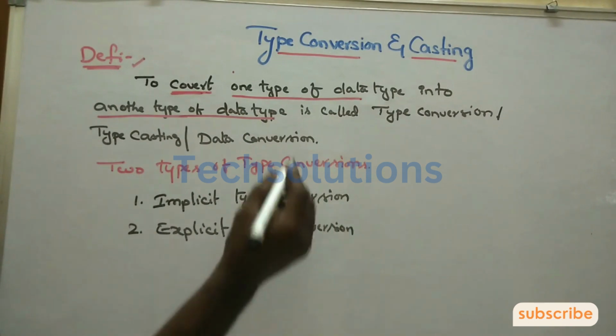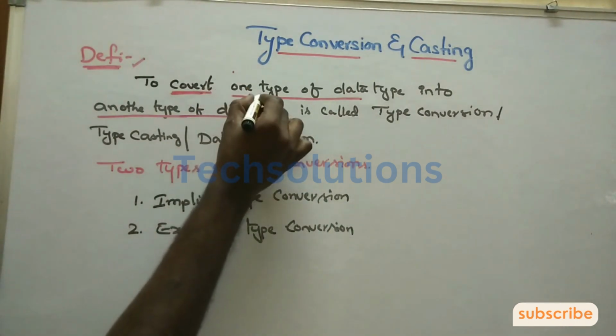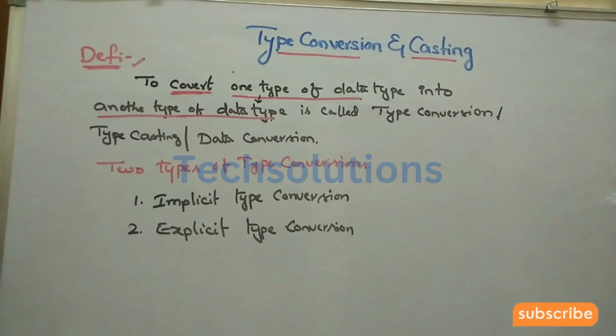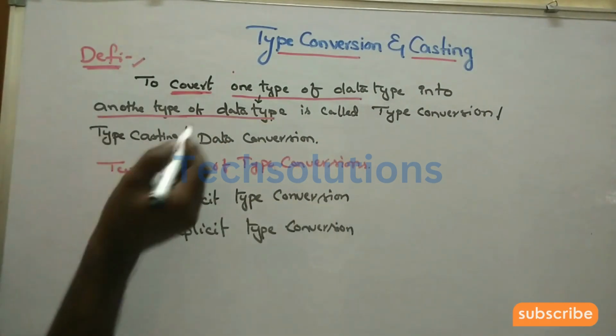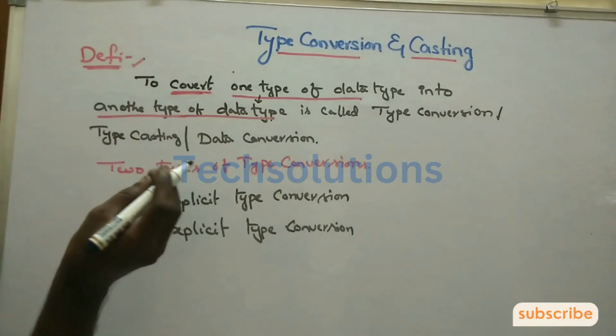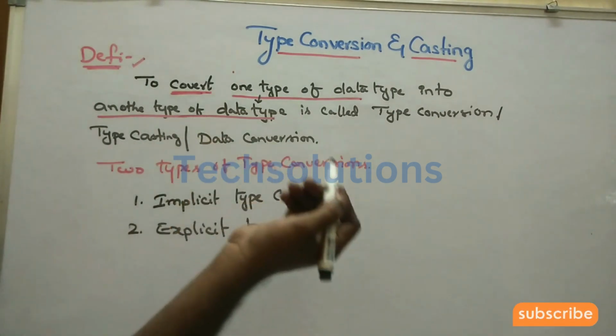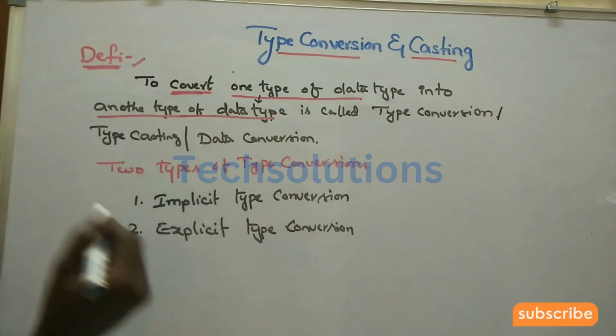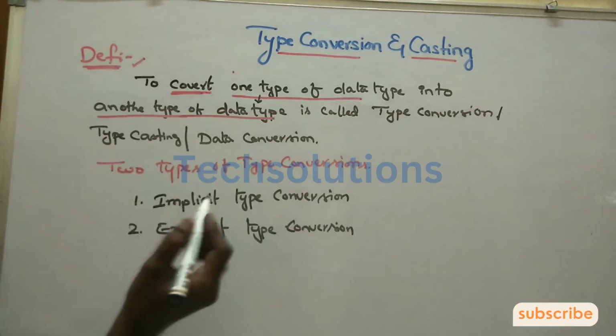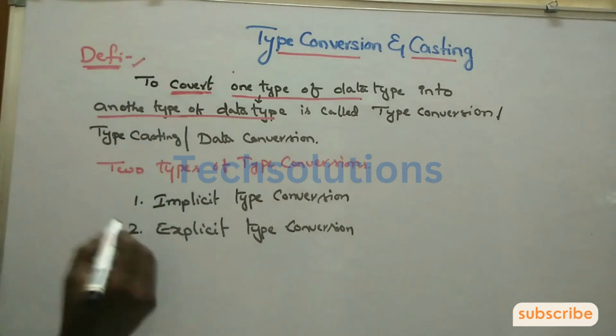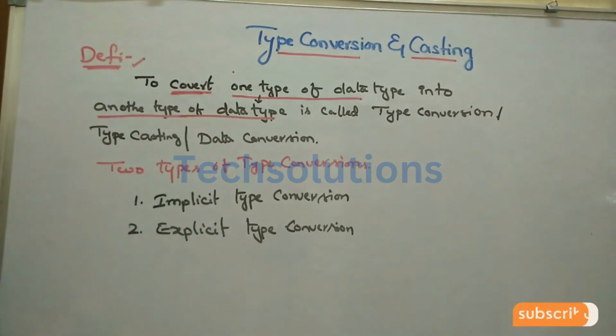You know what is meant by type conversion? We can convert one data type into another data type, which is called type conversion. Now, how can we convert one type into another type? Suppose we convert integer into float, or float into integer, or character into float. That is called type conversion. Right? Now, how many ways can we convert? We can convert either by using implicit type conversion or explicit type conversion. Right? We can see first what is meant by implicit type conversion.